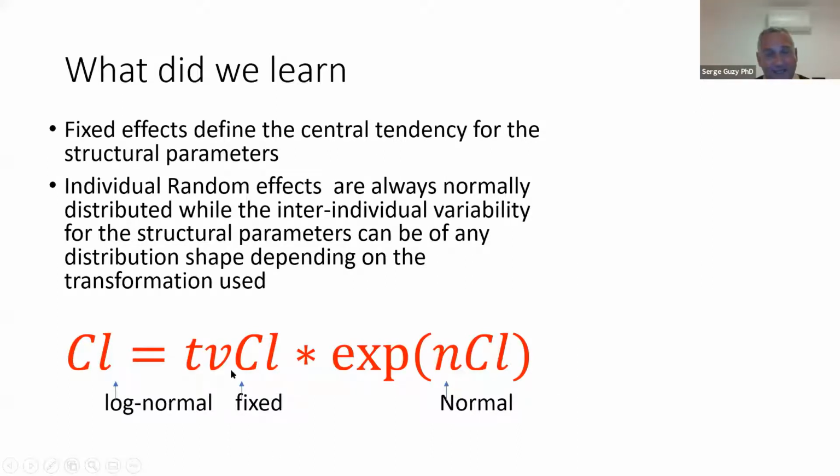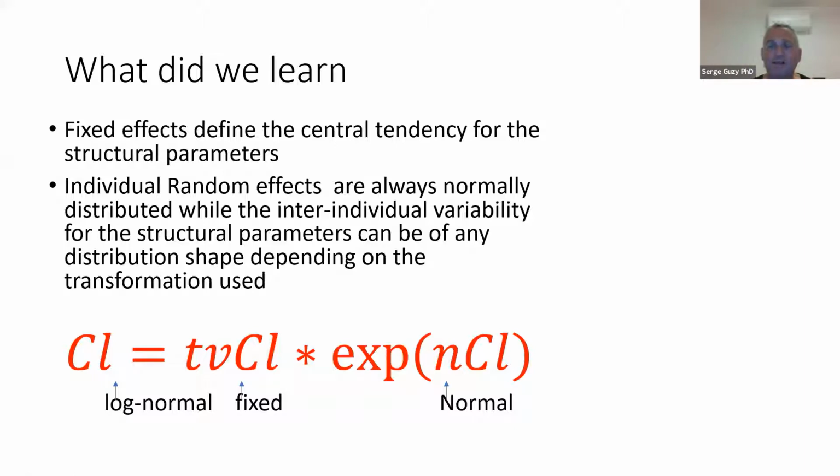This is what I'm getting when I multiply everything by that clearance. Then again, what did we learn so far? The fixed effect defines the central tendency for the structural parameter. Individual random effects are always normally distributed, while the inter-individual variability for the structural parameter can be of any distribution shape depending on the transformation used. So far we have used only one transformation, the exponent, but there are other transformations that we can use, okay?